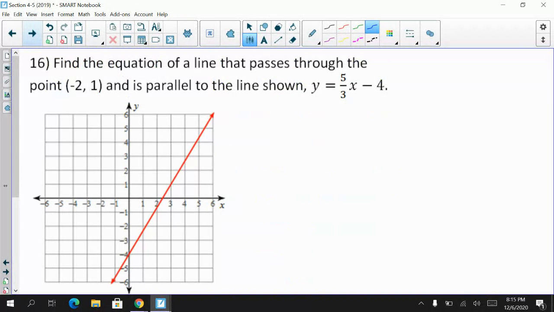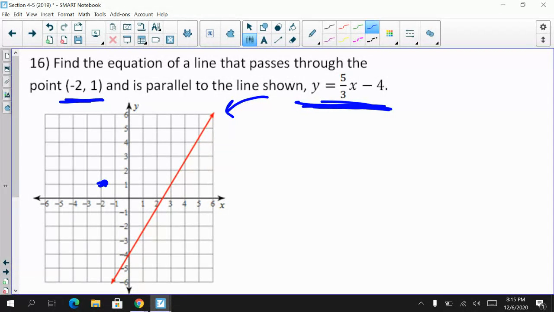Here's one with a graph. Find the equation of a line that passes through (-2, 1) and is parallel to the line shown. So this equation is my red line that is graphed right here. So let's think about this. If I have this point, (-2, 1), that's the point right there on my graph.